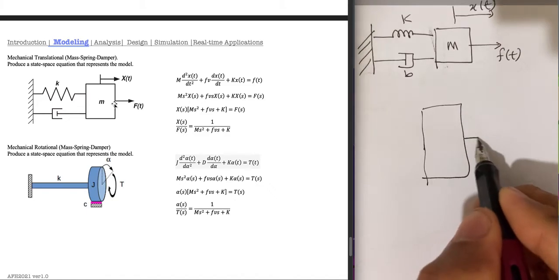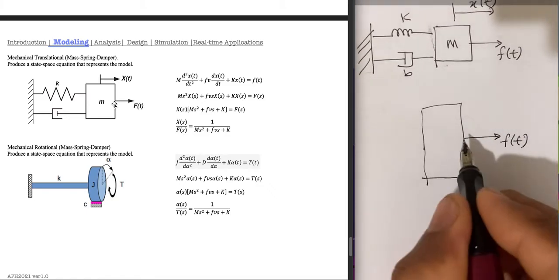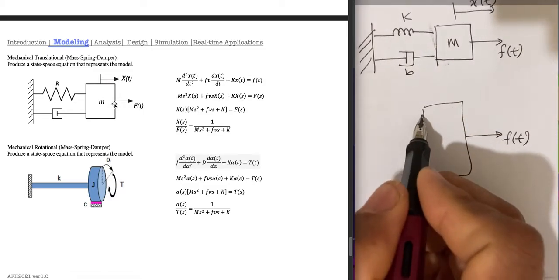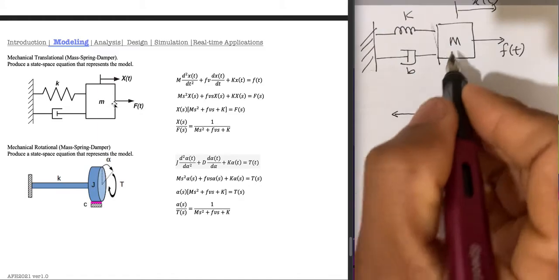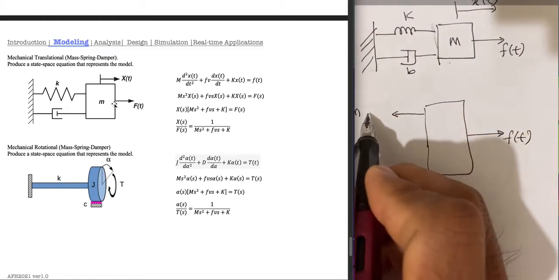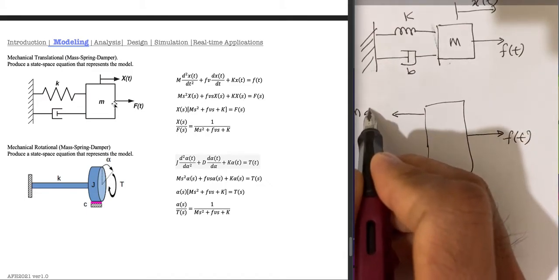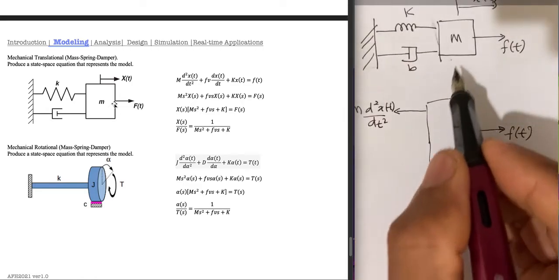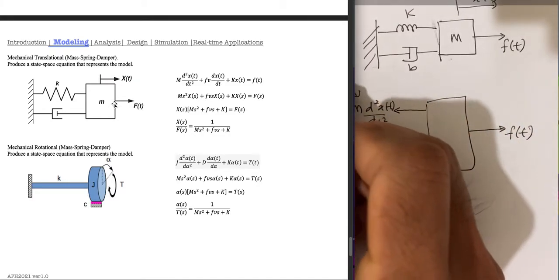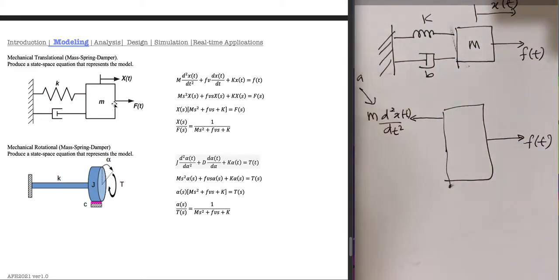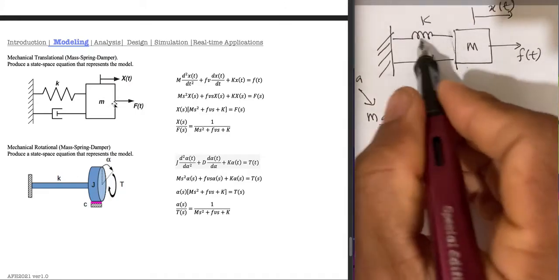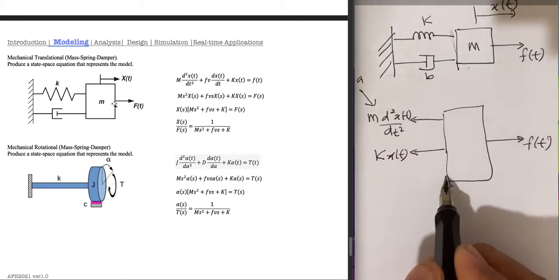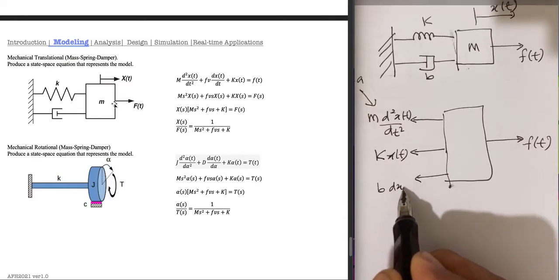So using vectors, this is f of t. There's a pulling force on this side. The rest of the forces are facing opposite sides, which is the m itself, because using f equals ma, we can have m d squared x of t over dt squared, right? This is f equals ma, Newton's second law of motion. Then we have the opposite force from the spring, which is k x of t, and then the damper, which is b dx of t over dt.